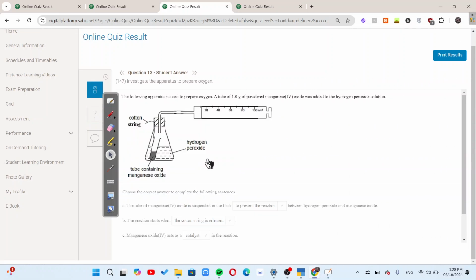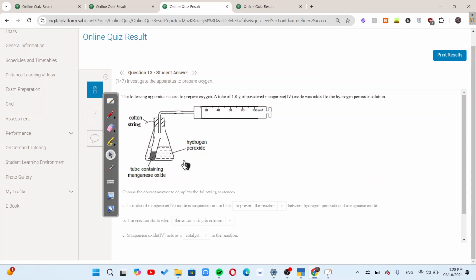Now let's finish this quiz and then on to the next quiz. It only has 5 questions, so we should be good. The following apparatus is used to prepare oxygen, and a tube of 1 gram of powdered magnesium oxide was added to hydrogen peroxide solution. So the tube of magnesium oxide is suspended in the flask.